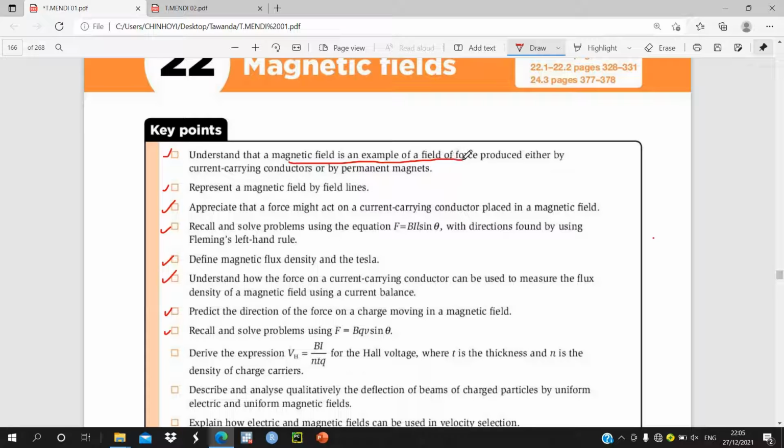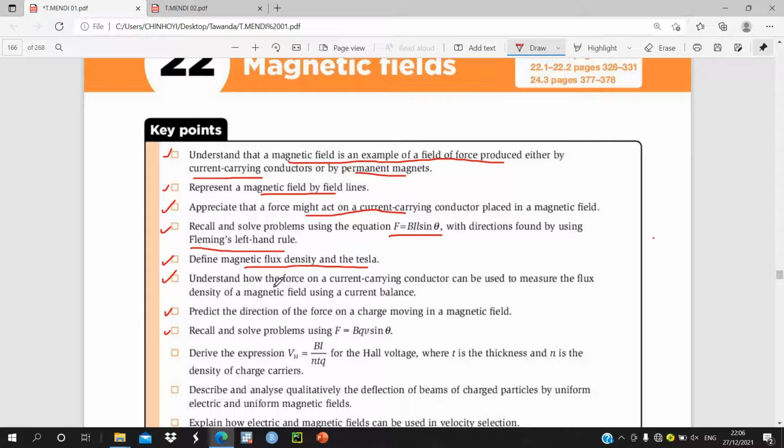So the first point, you need to understand that a magnetic field is an example of a field of force produced by either current carrying conductors or by permanent magnets. And the next point, you also need to represent the magnetic field by field lines. We also need to appreciate that a force might act on a current carrying conductor placed in a magnetic field. Must also recall and use this equation, with the direction found by using Fleming's right and left hand rule. We also need to define the magnetic flux density and the tesla.